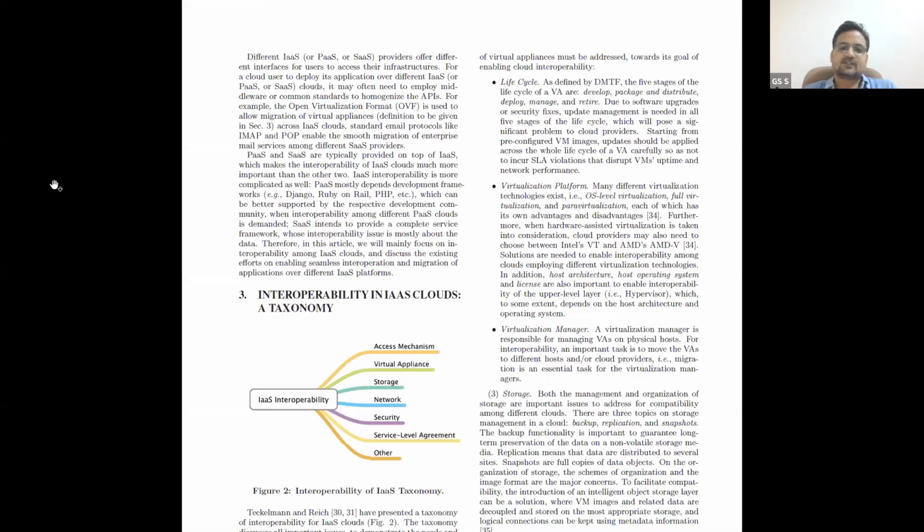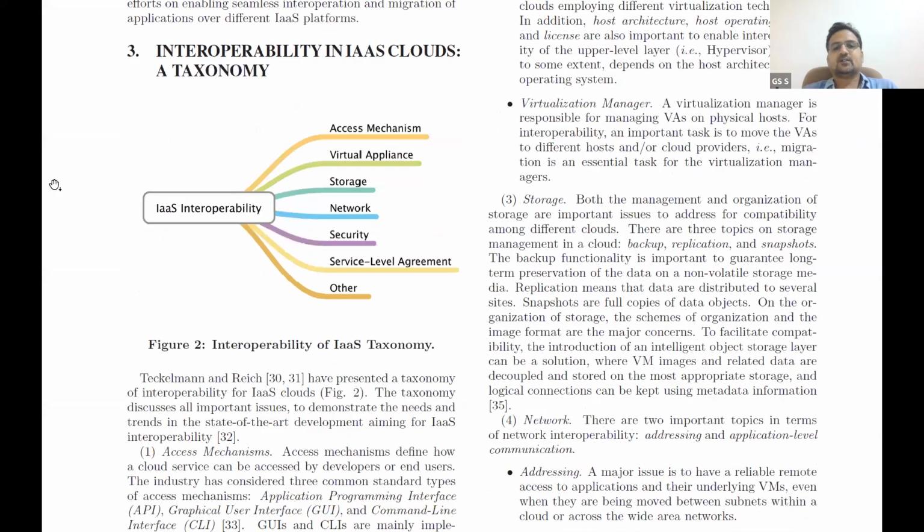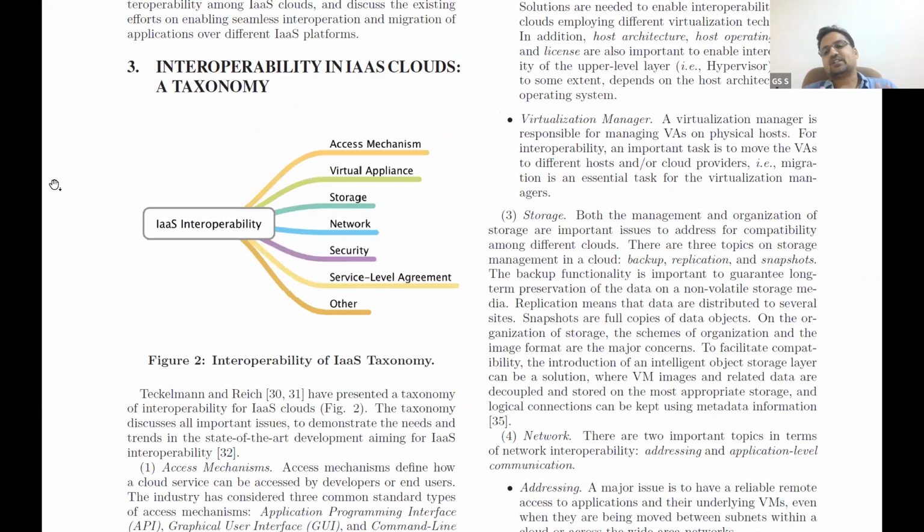Let me directly come to this summary: how interoperability can be provided, and what things should be considered while doing an interoperability check. Remember, this is infrastructure as a service cloud, not PaaS or SaaS cloud. Their things will be different, but for a summary discussion, I chose infrastructure as a service cloud.